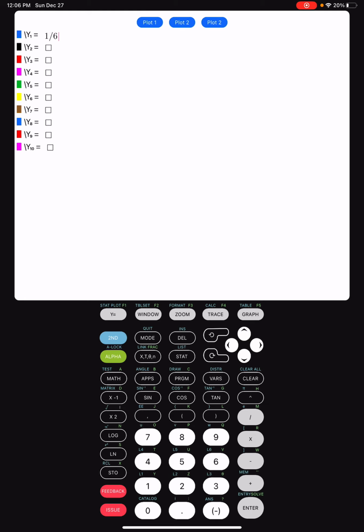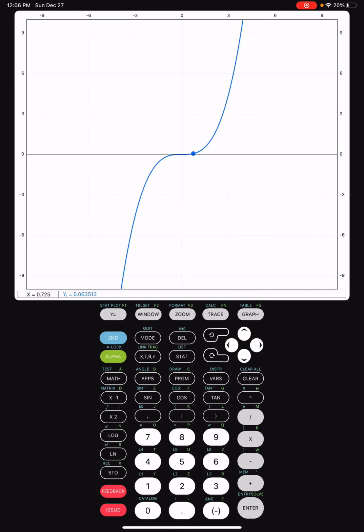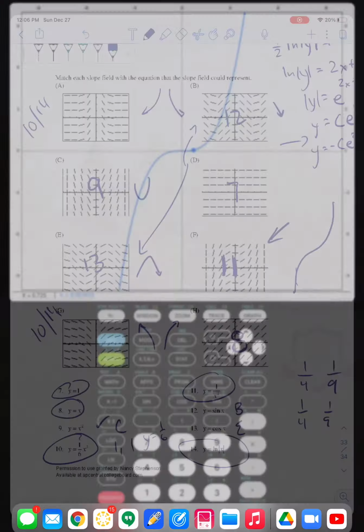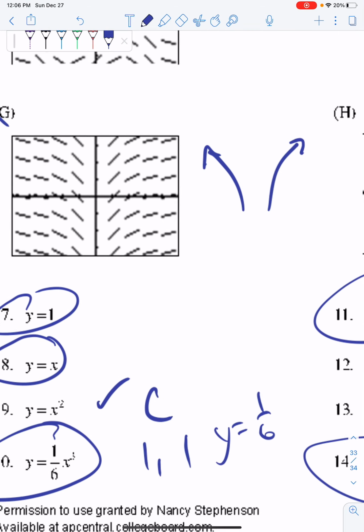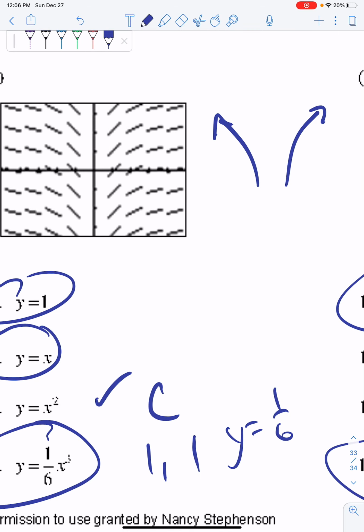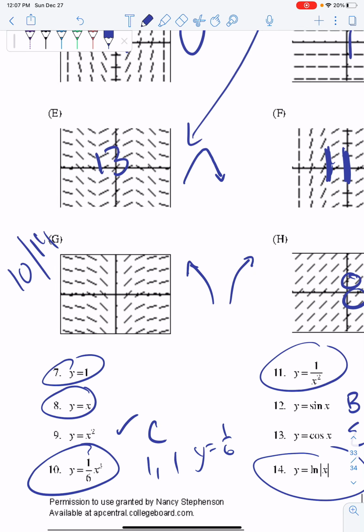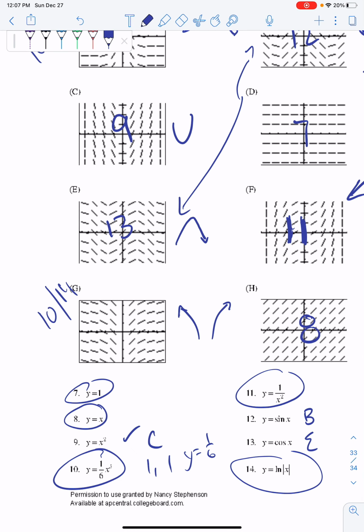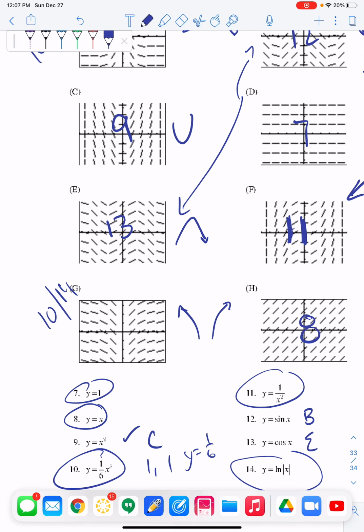and then what was one of them? X cubed, I think that said x cubed. I can't tell what that number is. That doesn't even look like a real number. That makes it a little bit harder there, doesn't it? So let's plug in the natural log.